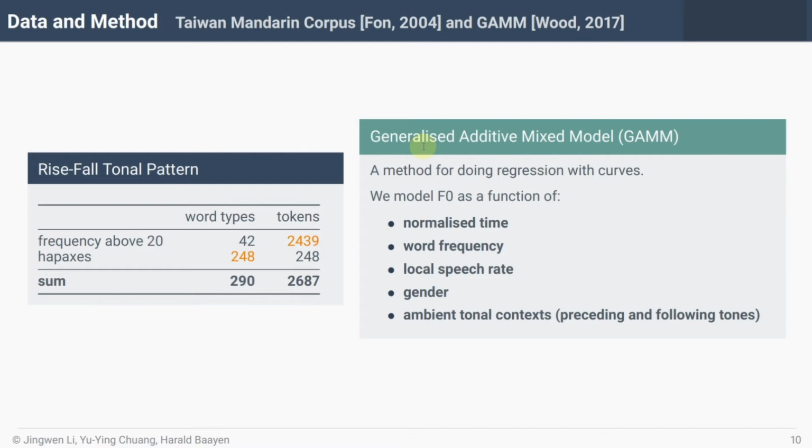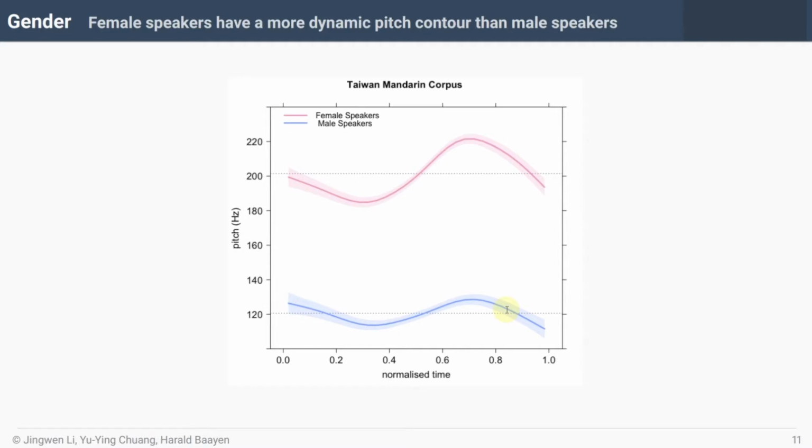We then fitted a generalized additive mixed model to model F0 as a function of normalized time, word frequency, local speech rate, gender, and tonal context. What we found first was the effect of gender on the realization of tonal contours. We first took the Taiwan Mandarin corpus and obtained one predicted pitch contour for each gender. As expected, the mean pitch height is different for female and male.